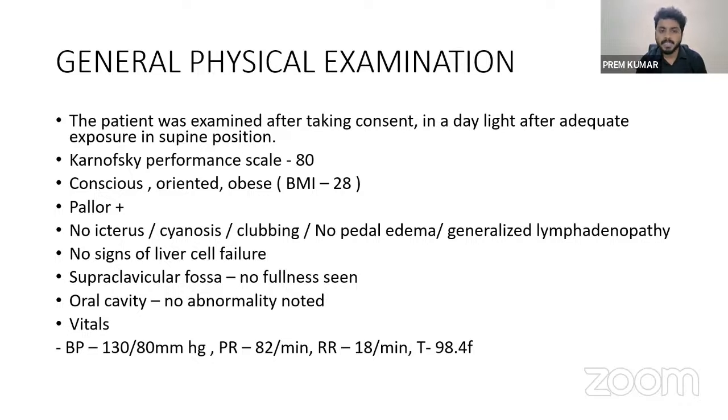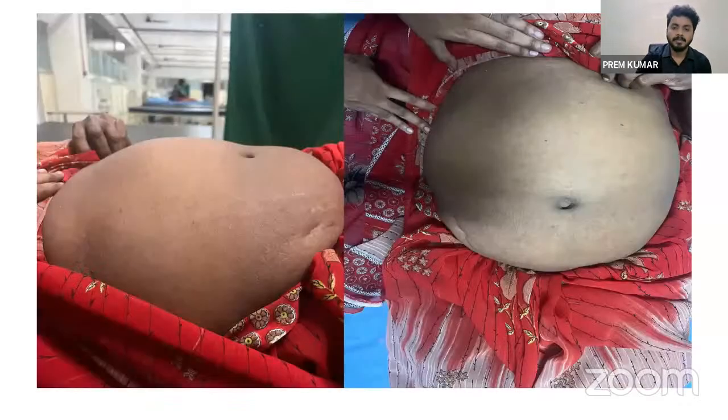Vitals: blood pressure 130/80 millimeters of mercury, pulse rate 82 per minute, respiratory rate 18 cycles per minute, and temperature was 98.4 degrees Fahrenheit. This is the clinical picture of the patient.